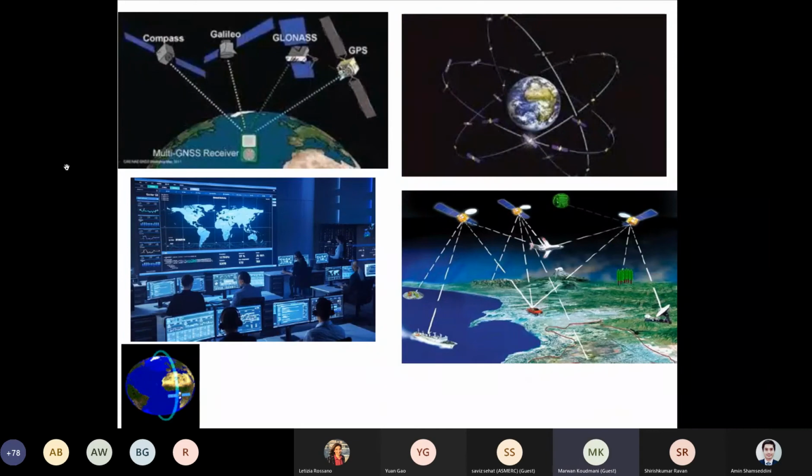Also, you can see GNSS, GPS, and communication used to monitor, as an early warning system for disaster management.